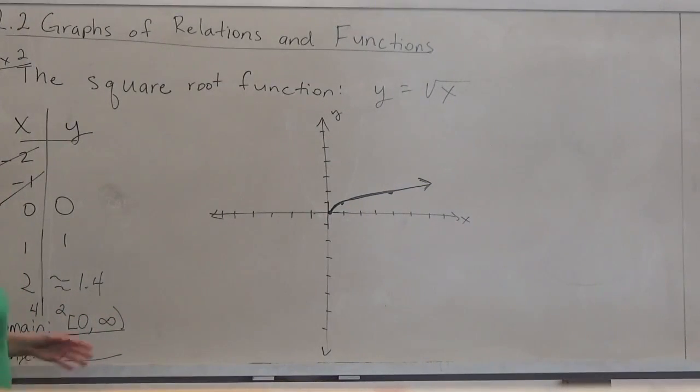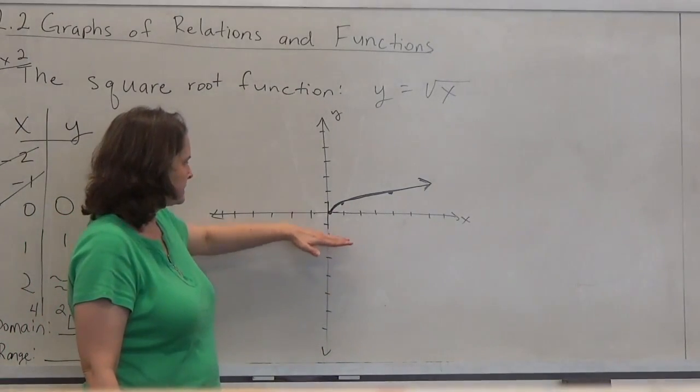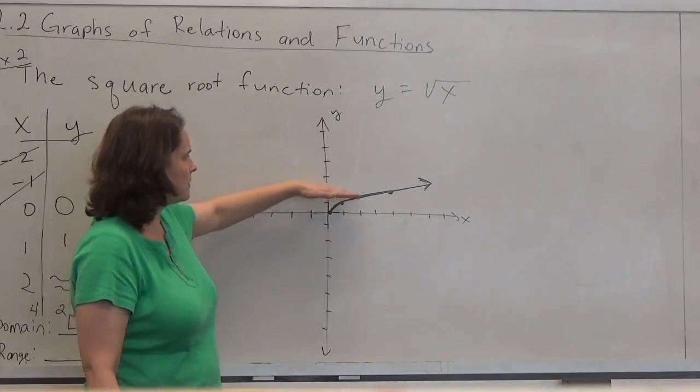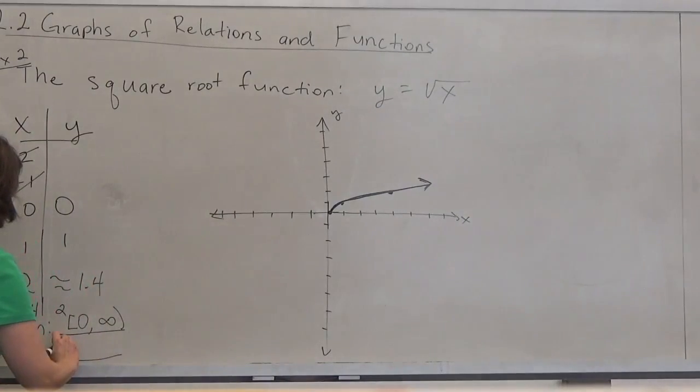For my range, y values, I'm going to go to the bottom and go up. My graph begins at the origin, so from y equals 0, and it goes up forever to positive infinity. So my range in interval notation would be square bracket, 0, comma, infinity.